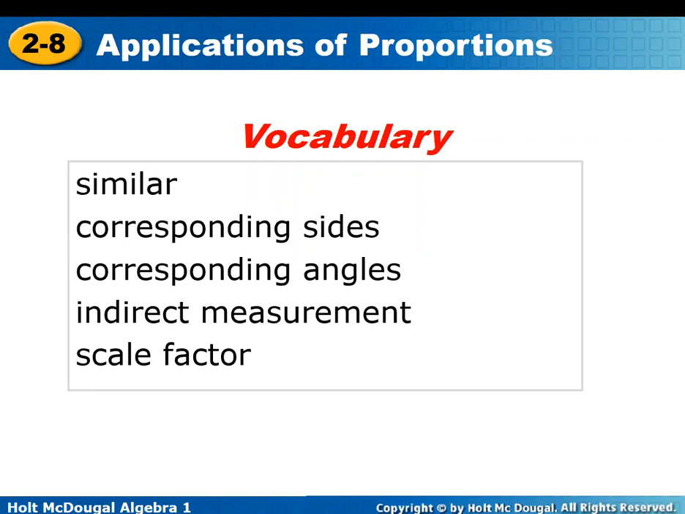So if I say 3 to 5, does this represent a ratio, a rate, or a unit rate? Ratio. If I say 50 students per 5 classes, ratio, rate or unit rate? Rate. If I say 25 students per class, what does it represent? Unit rate.